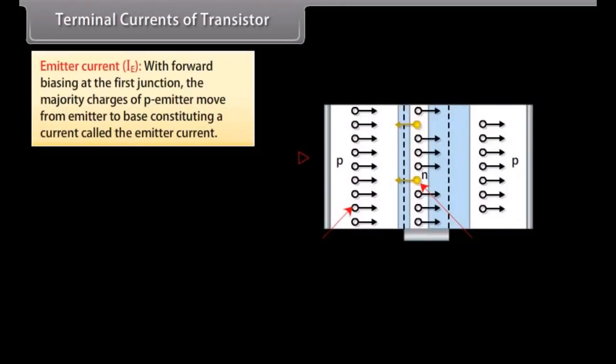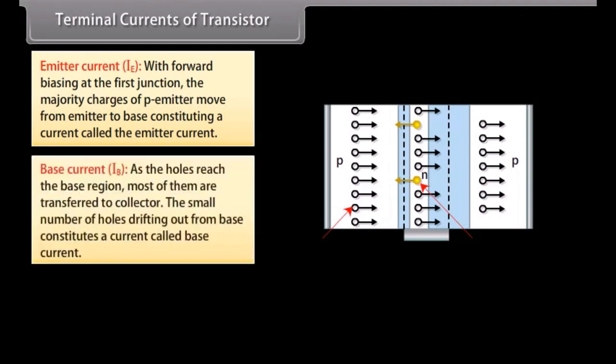Terminal currents of transistor. We consider a PNP transistor to understand the different terminal currents. Emitter current, IE. With forward biasing at the first junction, the majority charges of the P emitter move from emitter to base, constituting a current called the emitter current. Base current, IB. As the holes reach the base region, most of them are transferred to the collector. The small number of holes drifting out from the base constitutes a current called base current.